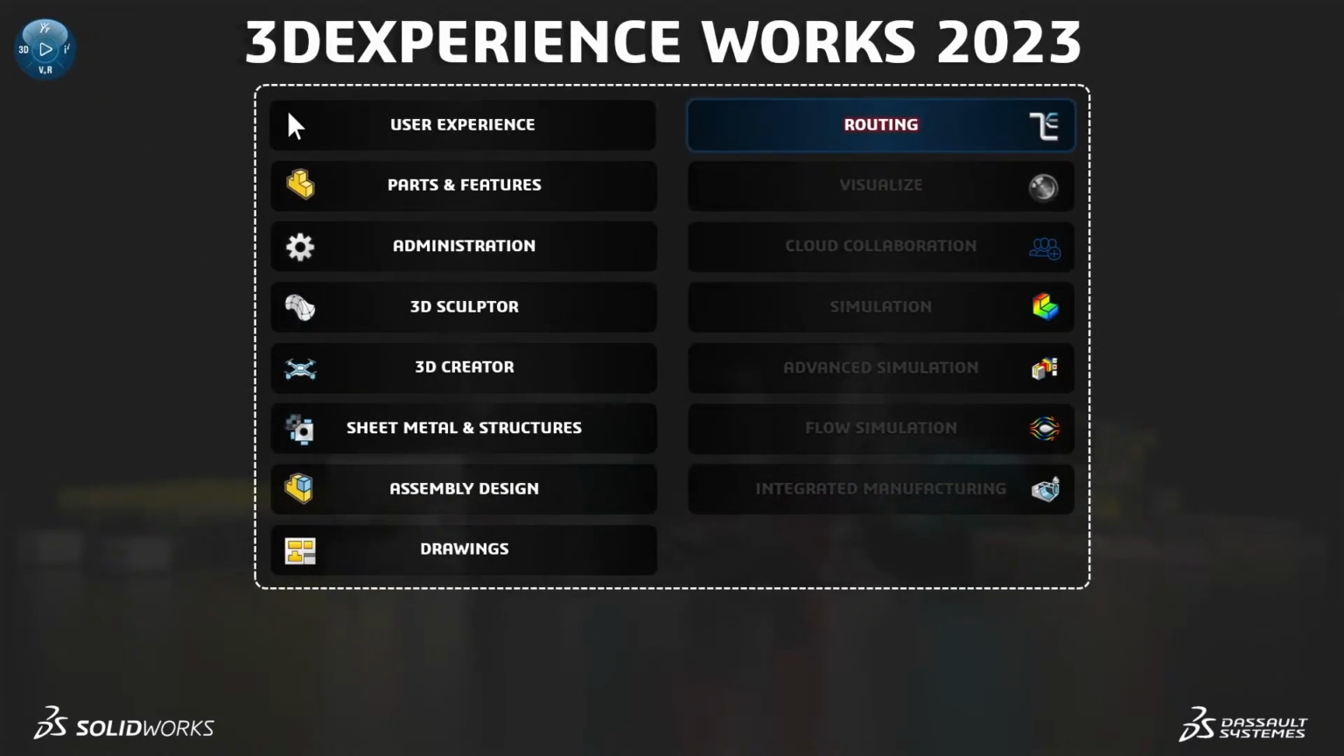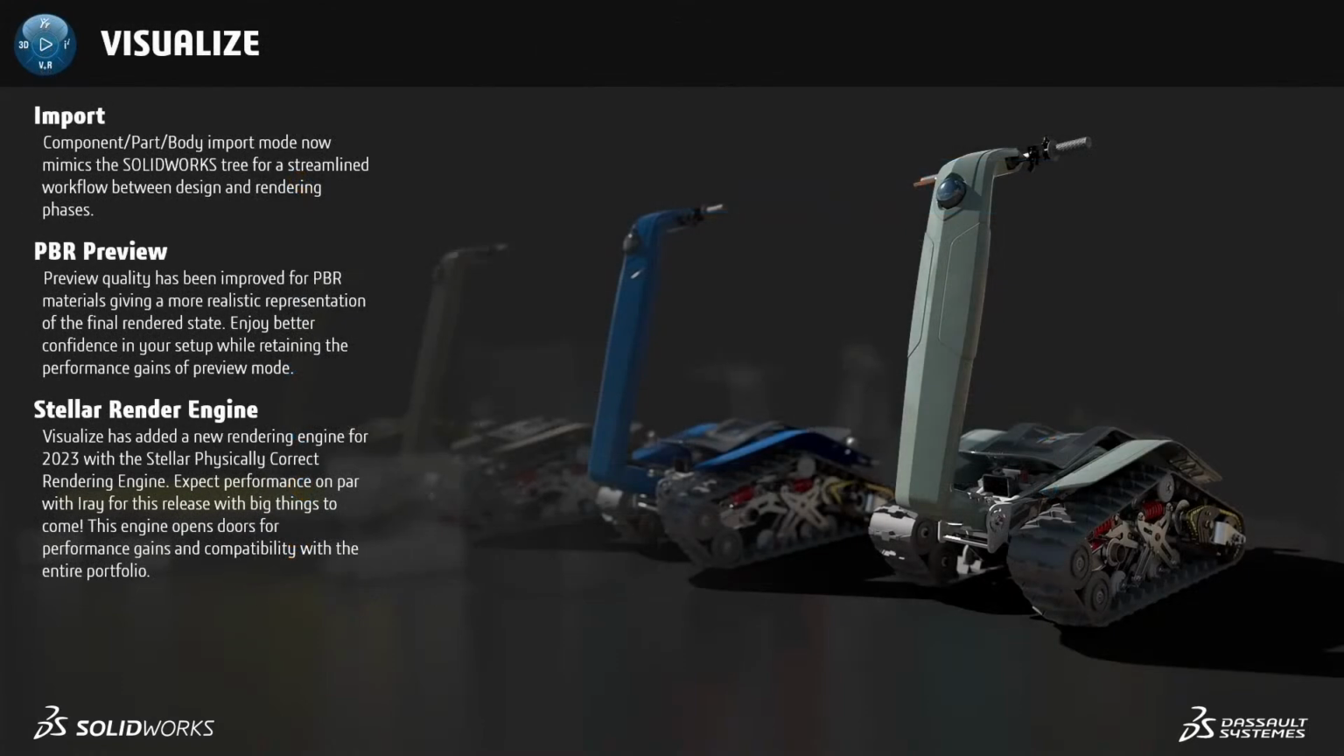So now that we've taken a look at routing enhancements, let's jump right into Visualize for the rendering enhancements. With Visualize, we've had a few improvements that really make your user experience a lot more friendly. Number one, importing SOLIDWORKS data into SOLIDWORKS Visualize will maintain the SOLIDWORKS structure that you had in your assembly tree in SOLIDWORKS, so you're able to navigate the assembly in Visualize, especially if you were the designer that worked on the product to begin with.